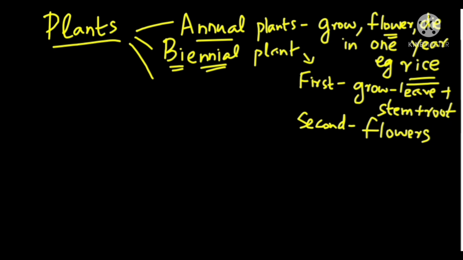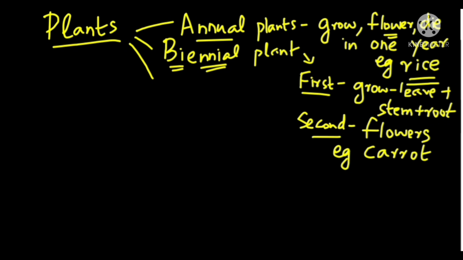So biennial means their life cycle is for 2 years. The first season is to grow the vegetative parts. The second season is to flower. Do you remember or do you know any such kind of a plant which is biennial? Okay, it's okay. I will write the example. Carrot is a biennial plant.